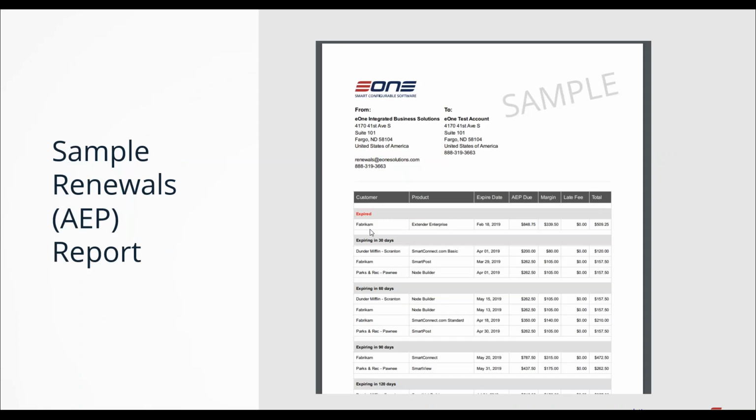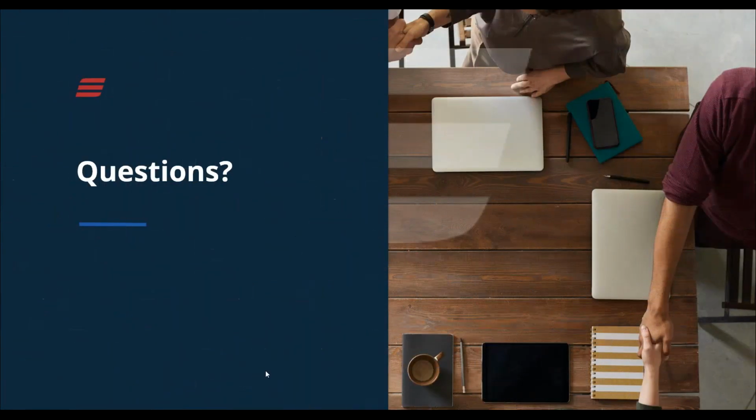Now, as far as the sample report, I've included a screenshot of that. This is what it looks like. So you can see that we have one customer expired on this example account. Dunder Mifflin and Fabricam, Parks and Rec, they're all coming due in 30 days. So it shows you which customers, what licenses is coming due, the expire date, the partner margin, and any late fees that have been assigned. So you'll see that on the report.